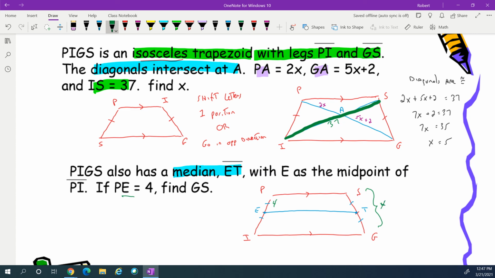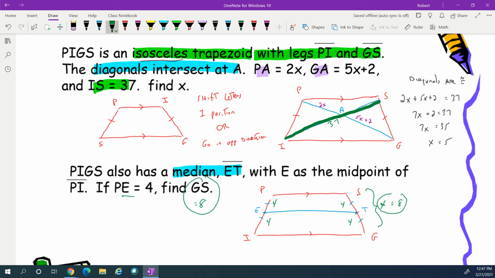Well, again, a median or midsegment connects the midpoints. So on PI, we split it 4 and 4. That is congruent to the other leg, 4 and 4. So x equals 8, or we could say GS equals 8.